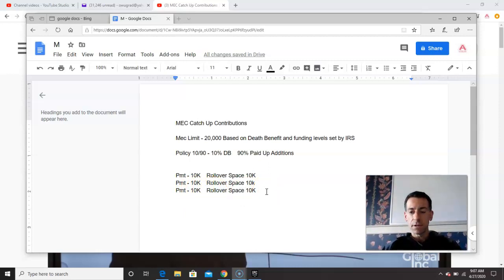Again, the objective here is we want to take it all the way up to the modified endowment contract levels and to maximize cash value, tax efficiency, and give you the ultimate leverage.